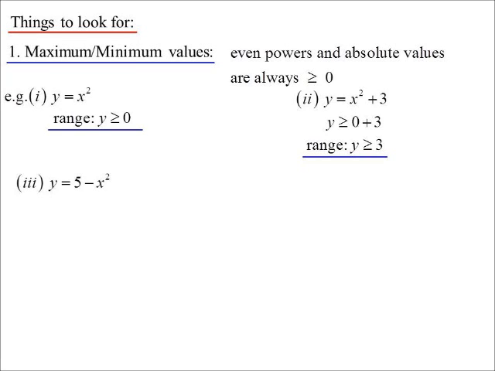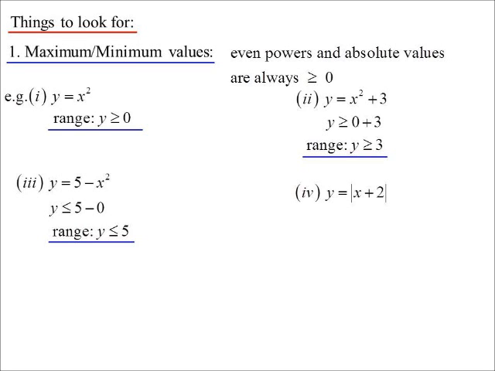5 minus x squared. Now, the smallest x squared could ever be is 0, but it's minus. So the least I'm taking away is 0. So therefore, this time it's a maximum. y will always be less than or equal to 5 minus 0. So less than or equal to 5. It would never go bigger than 5.